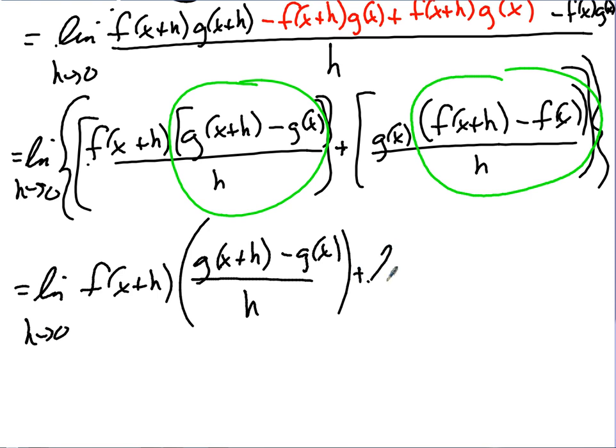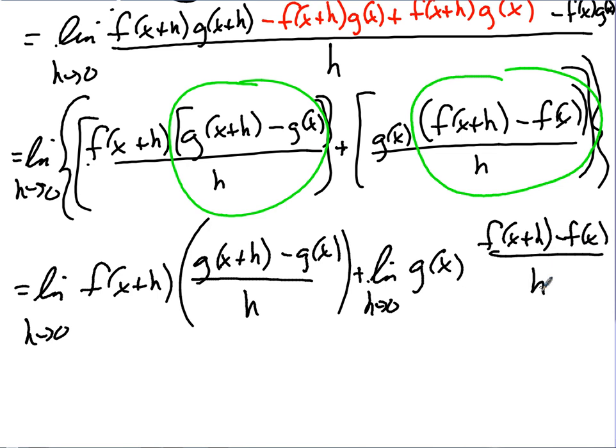Plus, let's separate out the g of x and this limit, break it into two limits. We've got the limit of this term plus this term. We don't really need to do this, but let's separate it into two separate limits. Okay? And what happens with those?